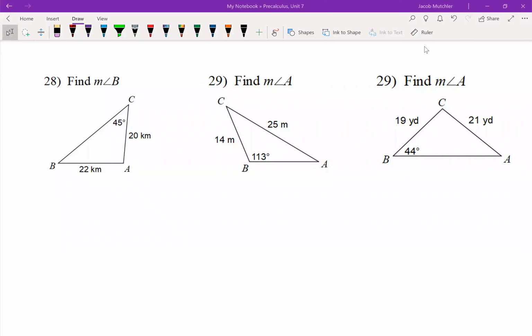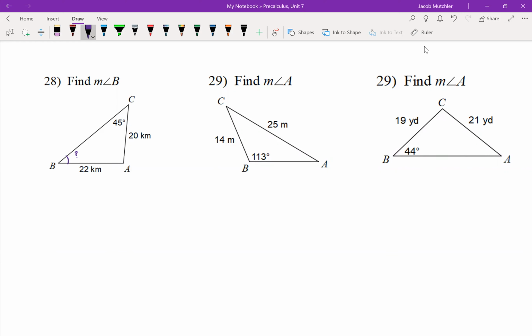Let's take a look at three examples of triangles where we're looking for angle measures using the law of sines. My first example, I'm looking for the measure of angle B. I'll mark that here on the diagram. So I'm looking for this measure at B.